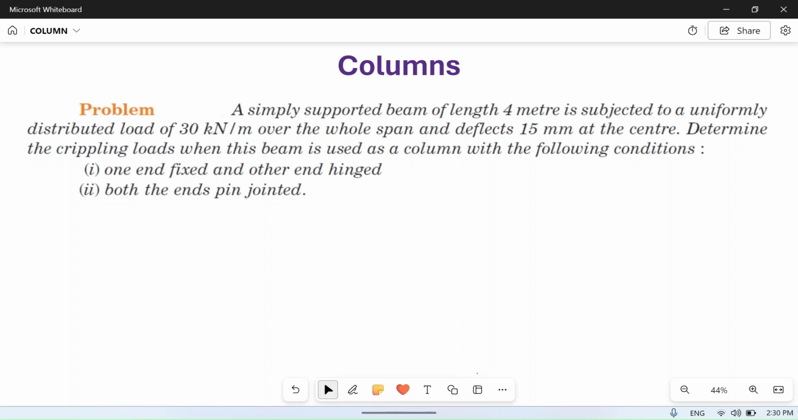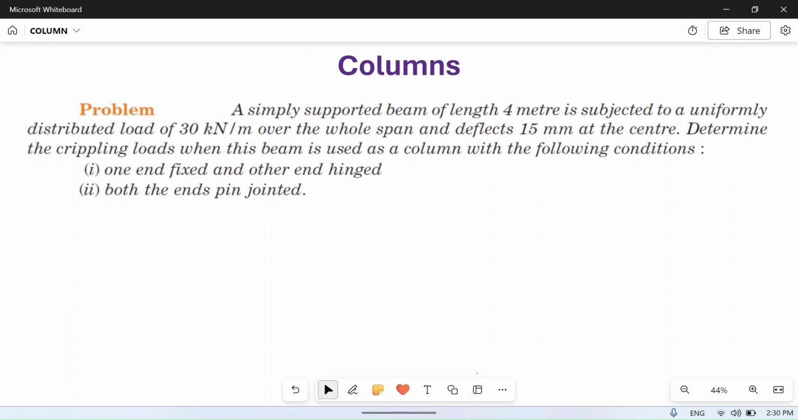So in today's video we will solve a numerical problem which is based on columns. In the previous video we have seen how to derive Euler's formula, and what columns are, the variables, and the conditions. So in this video we will solve this numerical problem. If you want to start from the basics, then I request you to please go through the playlist.